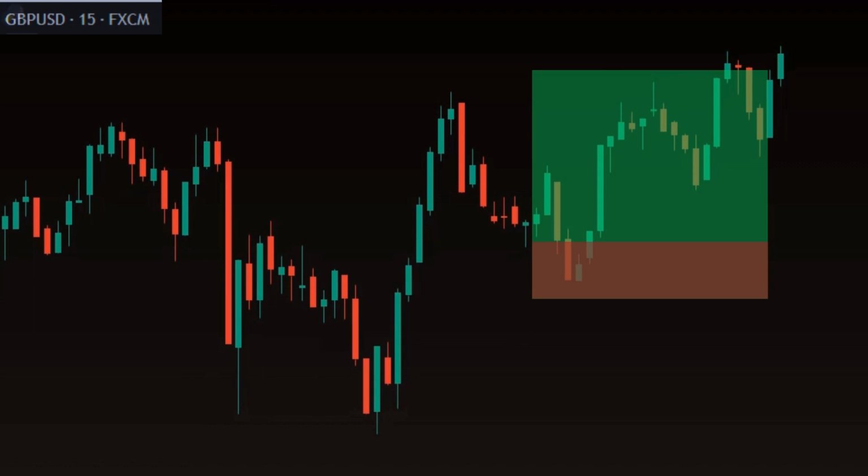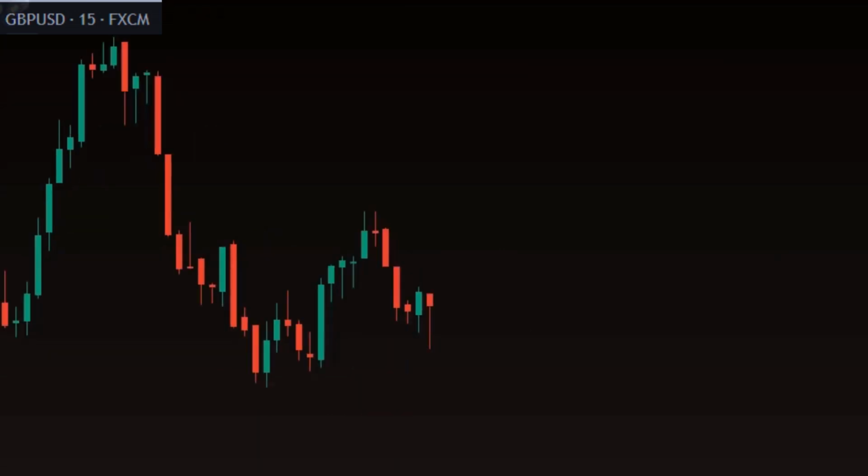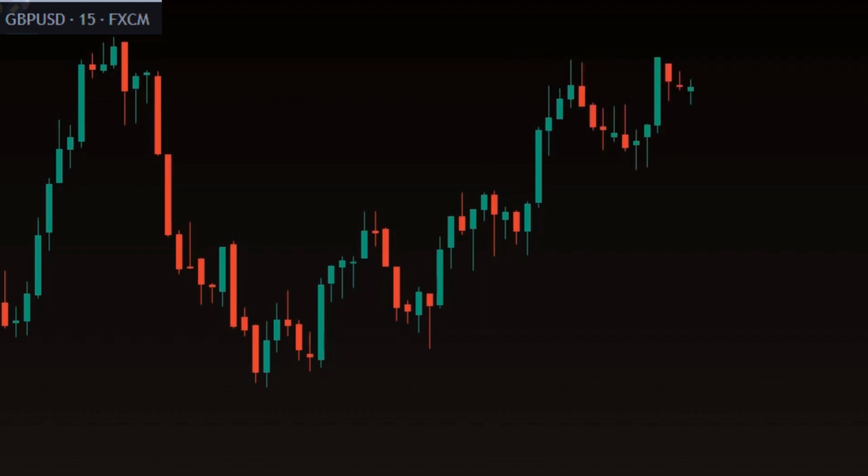So guys, remember, no trading strategy is foolproof, and it's essential to practice proper risk management. Always conduct thorough analysis and backtesting before implementing any strategy live in your trading.